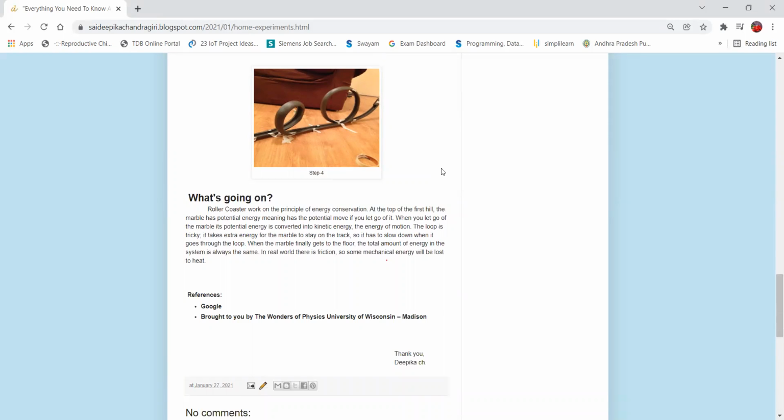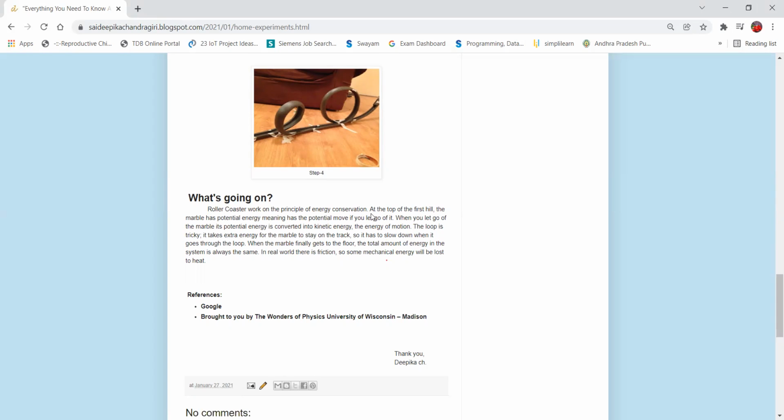Now the roller coaster works on a principle. Here we are discussing a physics experiment, right? So there should be some principle behind this. So what is that? The roller coaster works on the principle of energy conservation. It is nothing but the energy is saved and utilized to move forward.